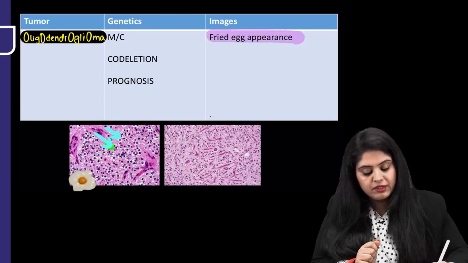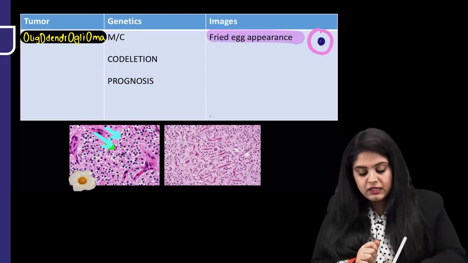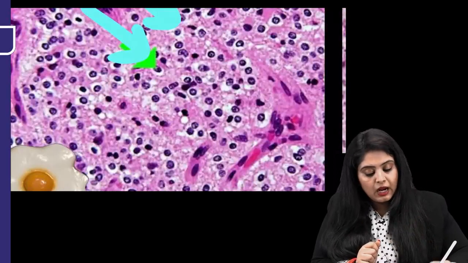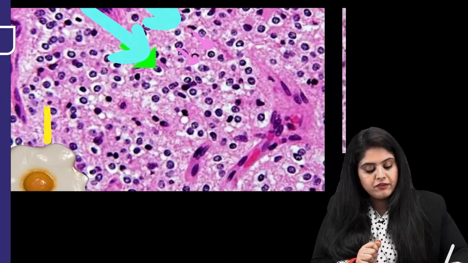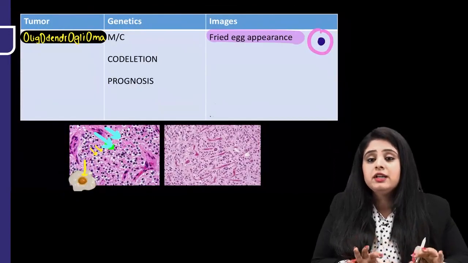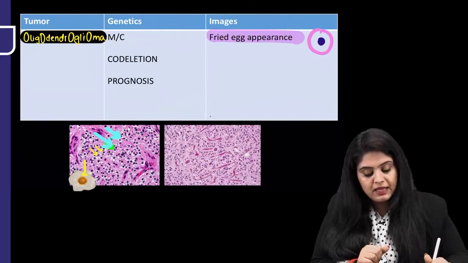What is the fried egg appearance? This is a cell, for example, and you have a nucleus, but around the nucleus it's all white. So if you zoom into this picture and see a white area around the nucleus, that is the fried egg. Just like you have a fried egg over here, around the nucleus you have a white area, or, if we write it in pathology terms, perinuclear halo. You see the presence of perinuclear halo.